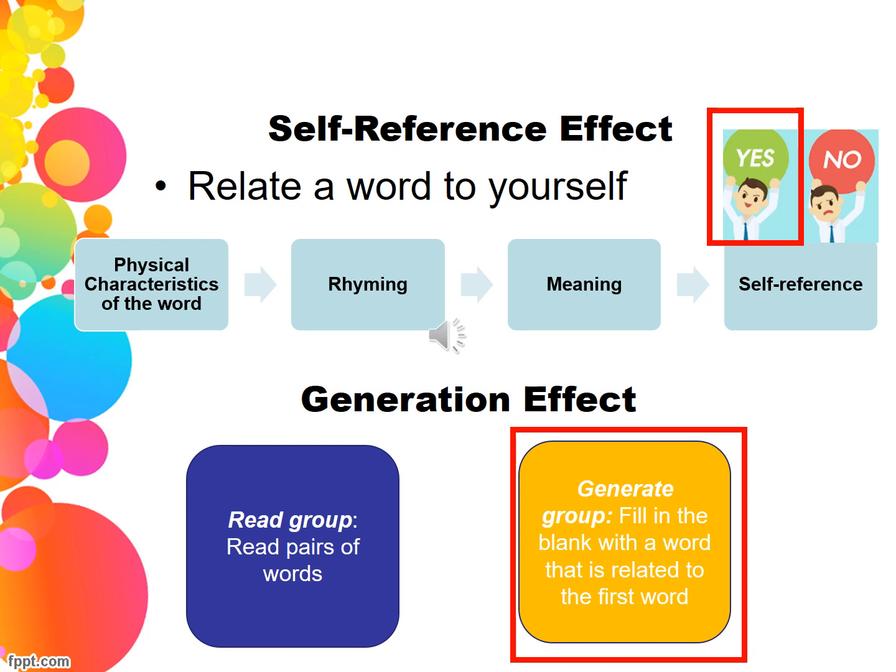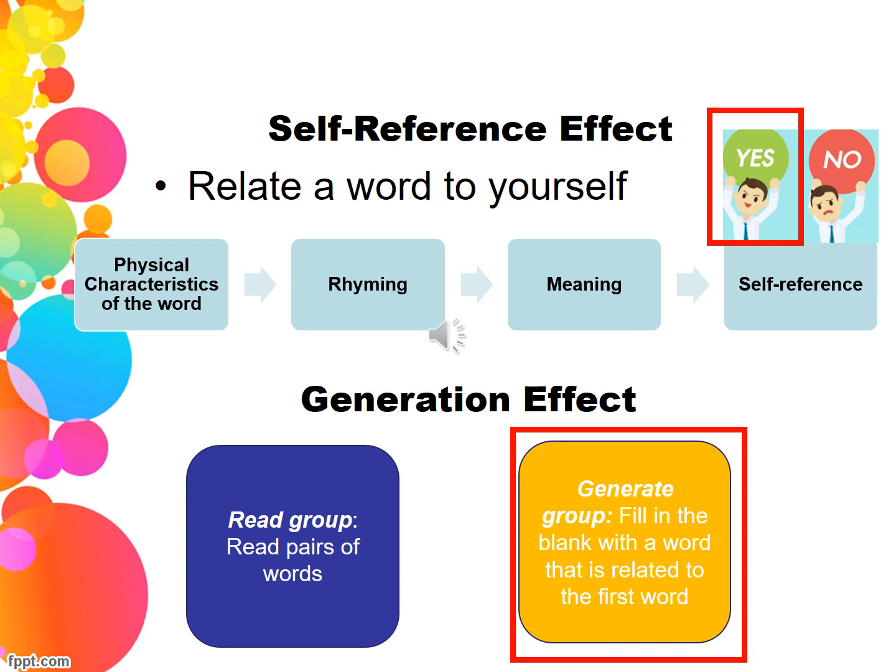One of the ways that explains how we encode information and how it affects memory performance on the task is the self-reference effect, which is when you relate a new piece of information to yourself.